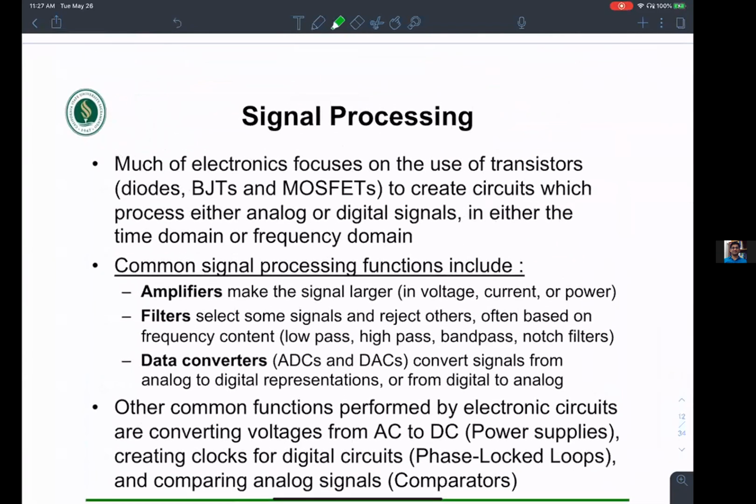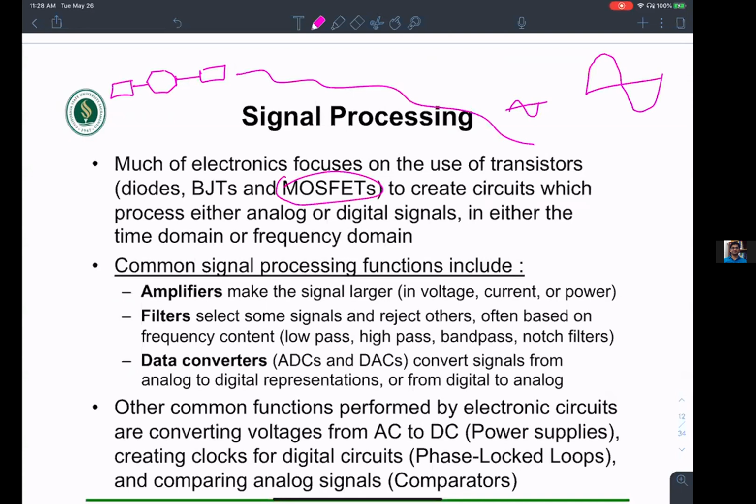Okay, once we know that, we are able to talk about signal processing. Much of electronics focuses on the use of MOSFETs. If you have a really small signal, how do you amplify it? For example, let's say I have a signal coming in from a satellite to my antenna. That typically is in a very small range, nanovolts, microvolts. That is really small for me to decipher, so I want to enlarge it into a meaningful range.